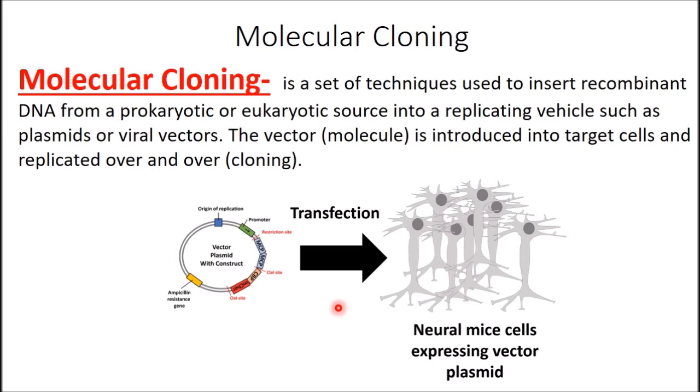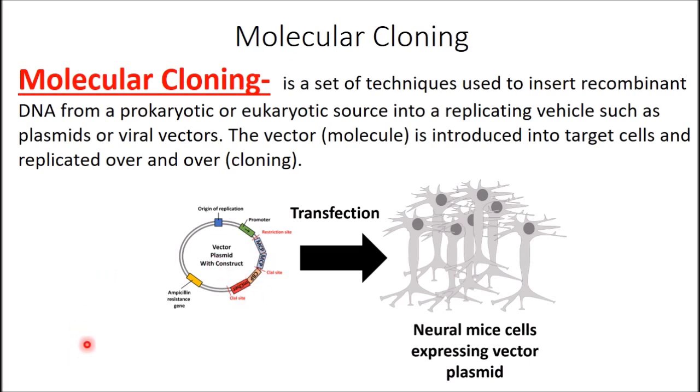Molecular cloning is a set of techniques used to insert recombinant DNA from a prokaryotic or eukaryotic source into a replicating vehicle such as plasmids or viral vectors. The vector, the molecule, is introduced into target cells and replicated over and over. Cloning. That's where the name molecular cloning comes from. Okay, so you take a vector, you insert your inserts, which are these little boxes here, and then you express them in the target cell.